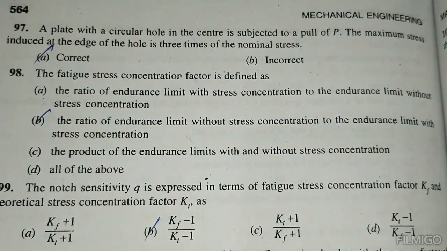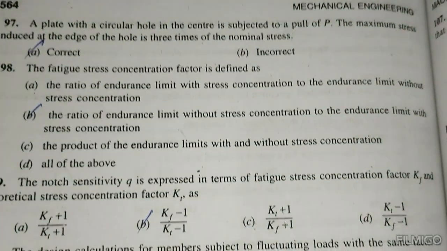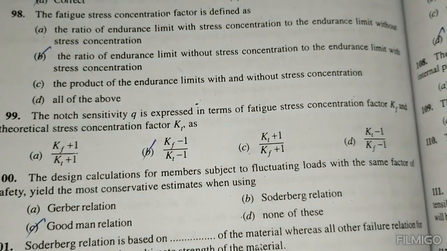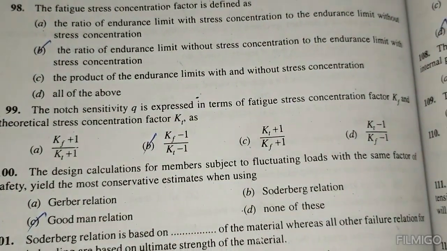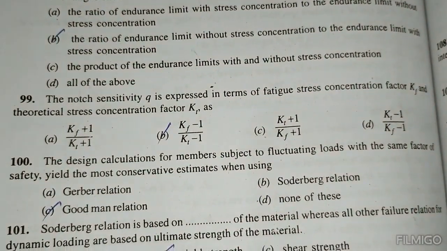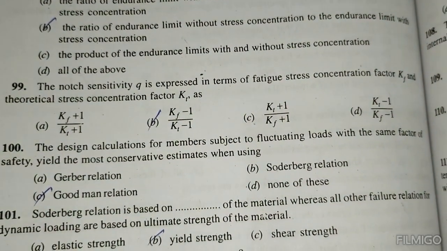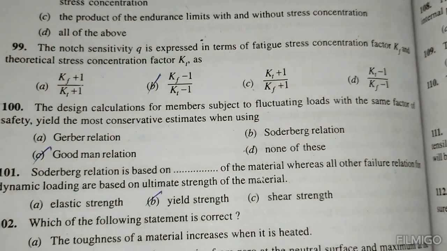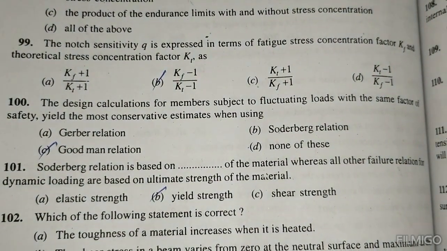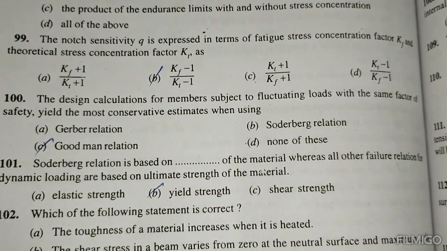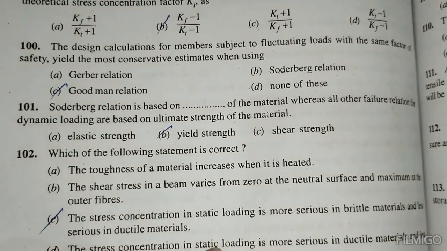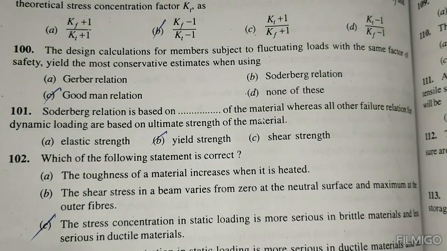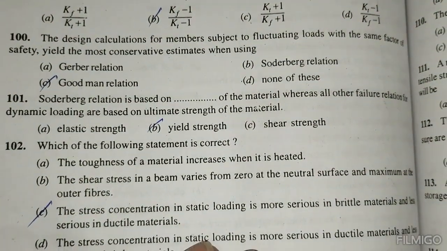The fatigue stress concentration factor is defined as the ratio of endurance limit without stress concentration to endurance limit with stress concentration. The notch sensitivity q is expressed in terms of the fatigue stress concentration factor Kf and the theoretical stress concentration factor Kt as Kf minus 1 by Kt minus 1. The design calculation for a member subject to fluctuating stress yields the most conservative estimate when using the Soderberg relation. The Soderberg relation is based on the yield strength of the material, whereas the other failure relations for dynamic loading are based on the ultimate strength of the material.